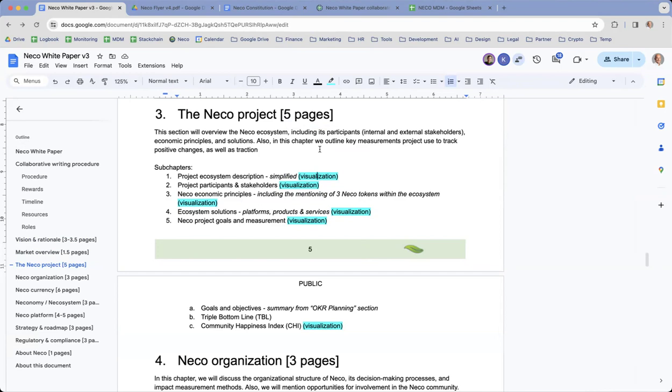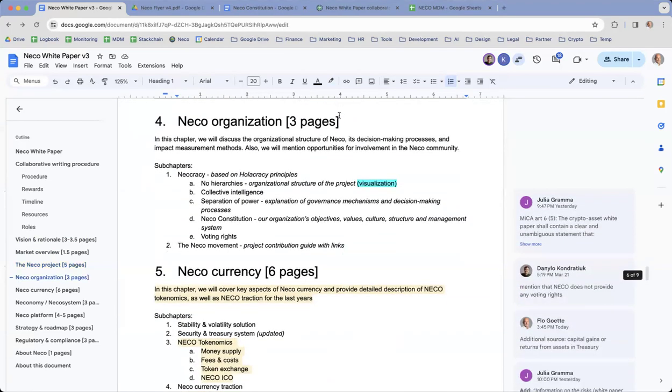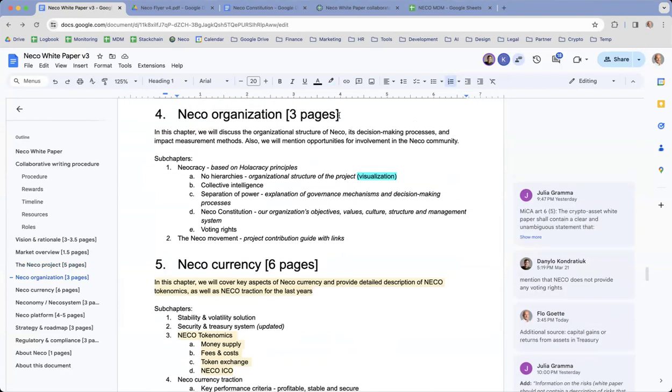Good. Are there any questions in the audience regarding this particular chapter? Okay, then let's move on to the next, the Neco organization.